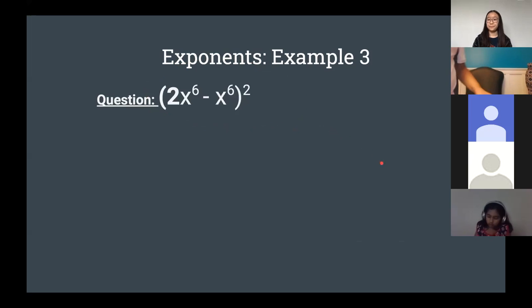Go ahead and work it out. Remember, if you have an exponent of an exponent, you need to multiply the two powers.